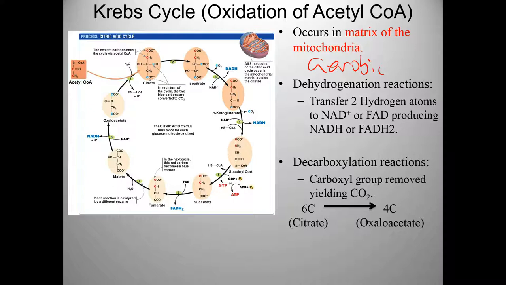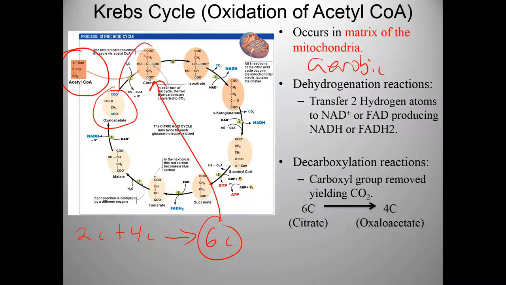So here, what you have is your acetyl-CoA molecule that enters the Krebs cycle. The CoA component is cleaved off, and the acetyl group is attached to oxaloacetate. The acetyl group is two carbons. The oxaloacetate is four carbons. So you yield a six-carbon molecule here that we call citrate.